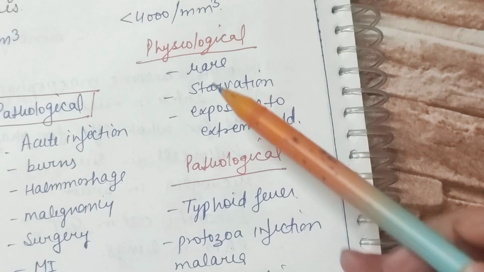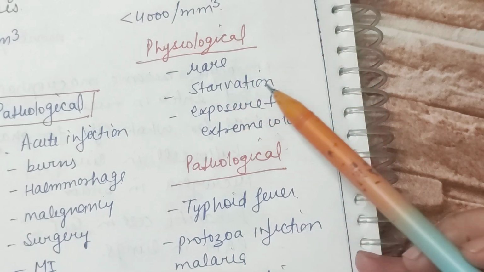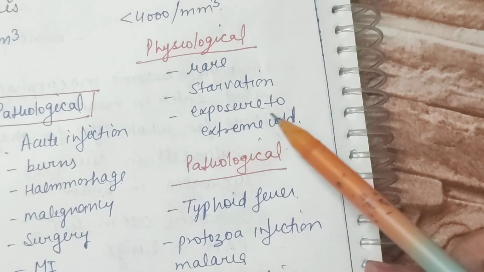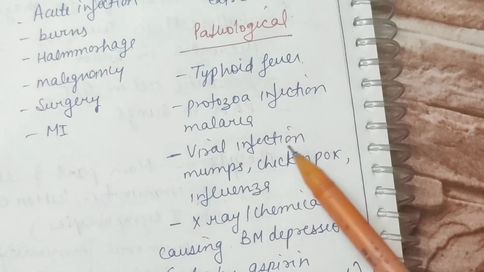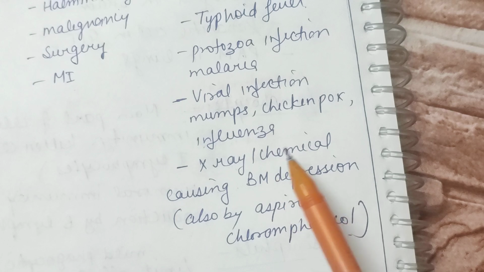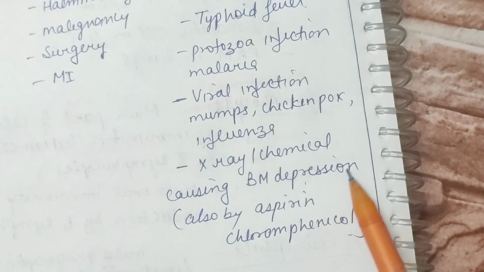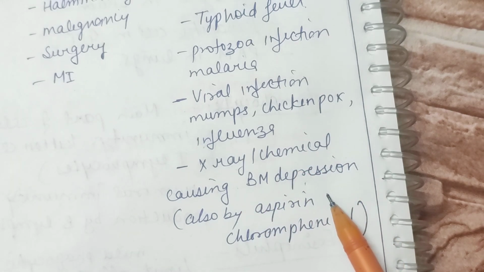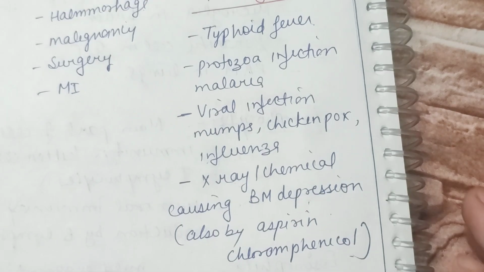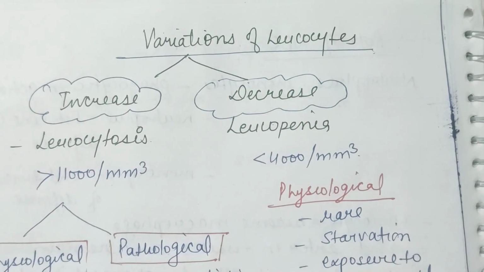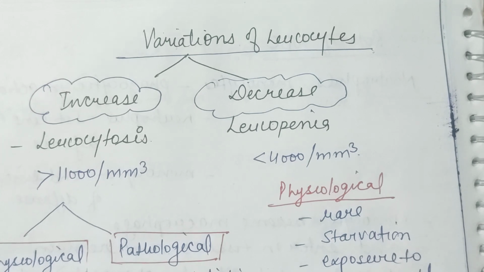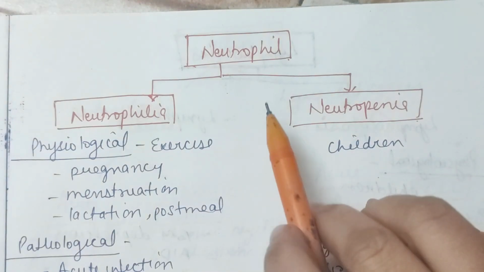Leukopenia physiologically is rare. After starvation it can occur, or extreme cold. Pathologically it occurs in typhoid fever, protozoal infection, viral infections, X-ray and some chemicals causing bone marrow depression, causing less synthesis of WBC. Okay, so this you have to answer if you have only the total leukocyte count. If you are doing the DLC, differential leukocyte count, you have to answer variation in each type of cell. Let's see how. So first is neutrophil.